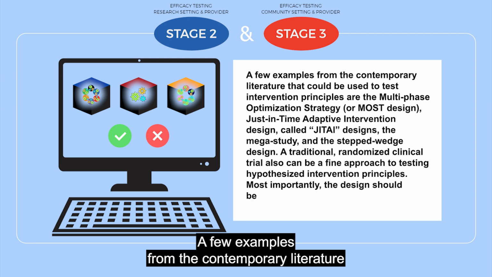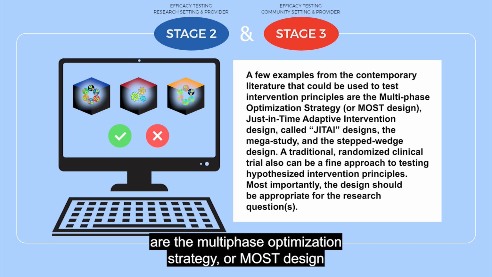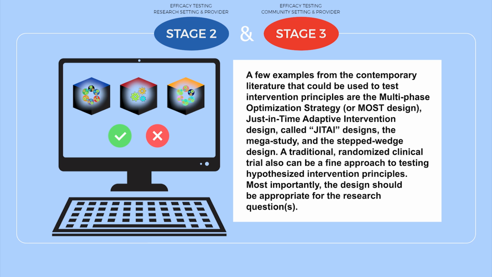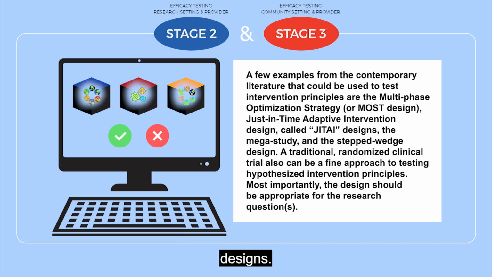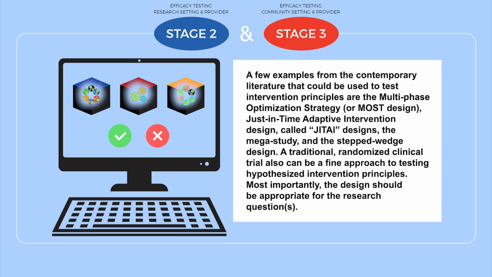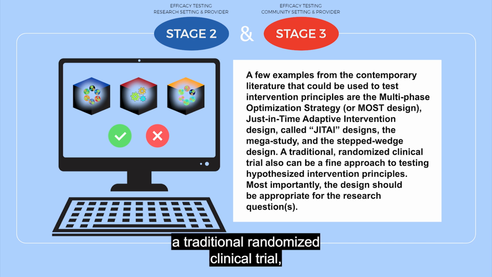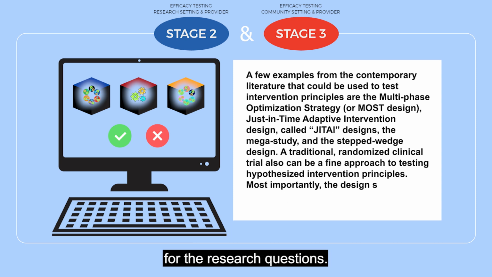A few examples from the contemporary literature that could be used to test intervention principles are the multi-phase optimization strategy, or MOST design, just-in-time adaptive intervention design, called JITAI designs, the SMART design, and the stepped wedge design. A traditional randomized clinical trial also can be a fine approach to testing hypothesized intervention principles. Most importantly, the design should be appropriate for the research questions.